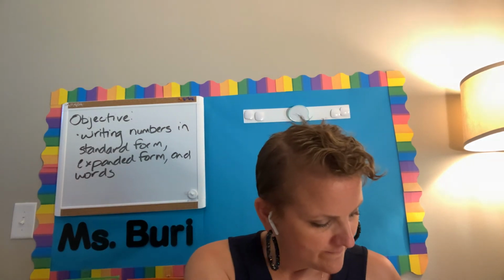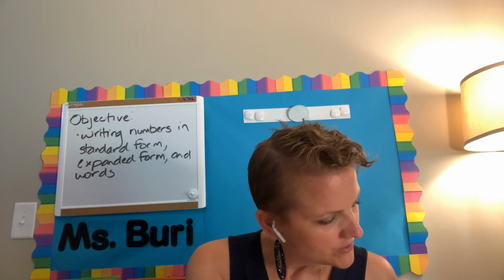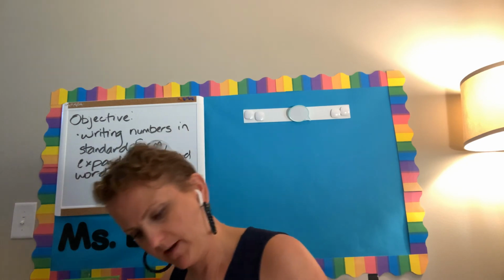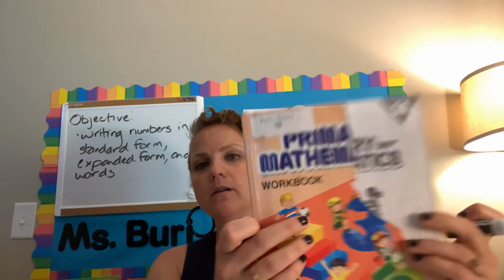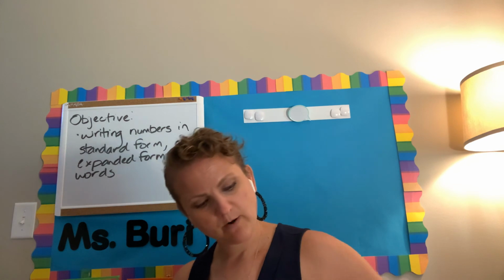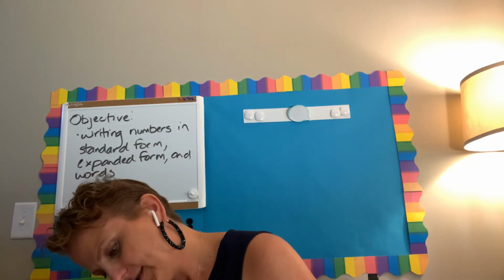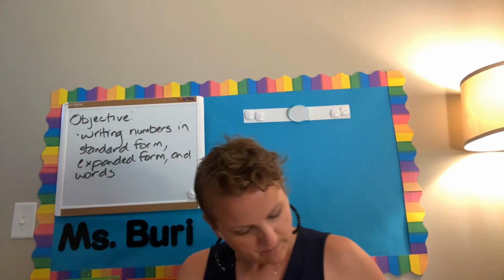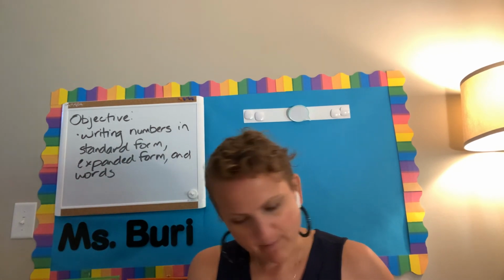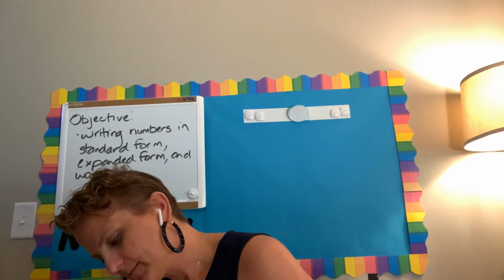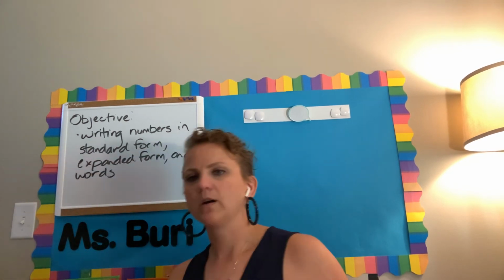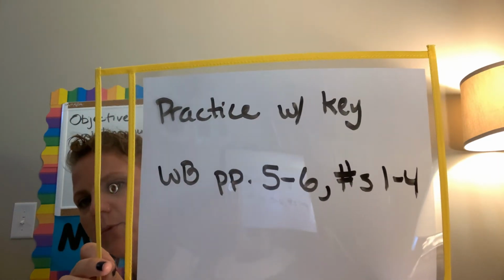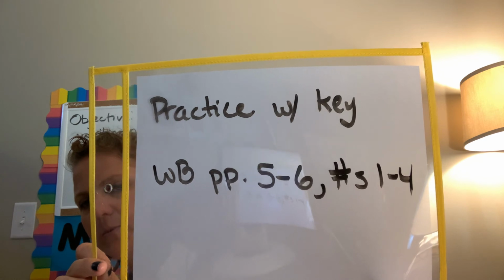And then for homework, you're going to work in your workbook. My workbook's a little bit worse for wear, but you're going to get into your workbook, looking at pages 5 through 6, but I want you to stop at number 5. So you're going to do only numbers 1 through 4. Number 5 is asking you to do that comparison, and we're not going to work on that till tomorrow. So workbook pages 5 through 6, numbers 1 through 4.